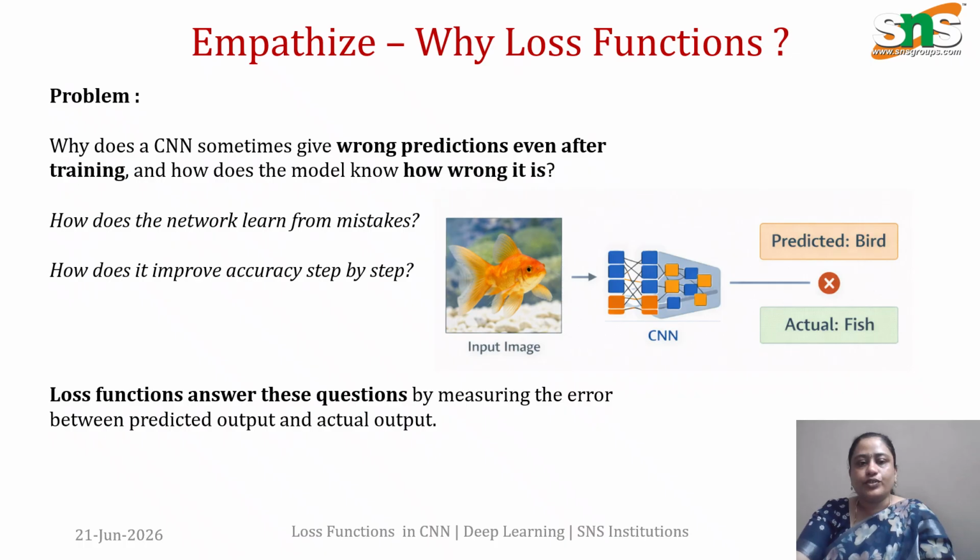As I told you, a network model like a CNN or an RNN sometimes gives the wrong prediction even after so much vigorous training. How does the model understand how wrong it is? To answer these questions, the loss function is the answer. It measures the error between the predicted and the actual output.